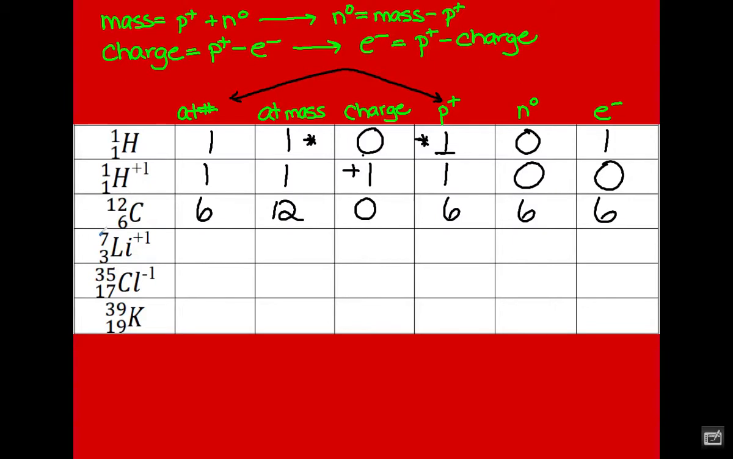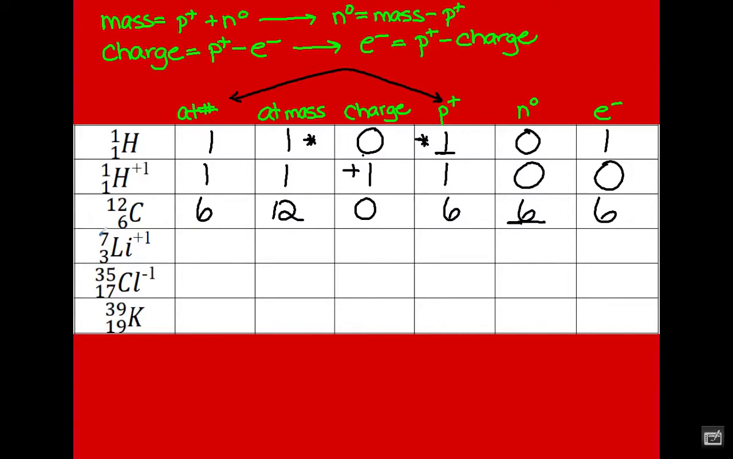All right, so my atomic number is the bottom number, which is 6. Atomic mass is the top number, which is 12. And since I have nothing in the upper right, the atomic charge is 0. Atomic number and number of protons is the same. Mass minus protons, so 12 minus 6 gives me my number of neutrons is 6. And then protons minus the charge, 6 minus 0 gives me 6 for my electrons.